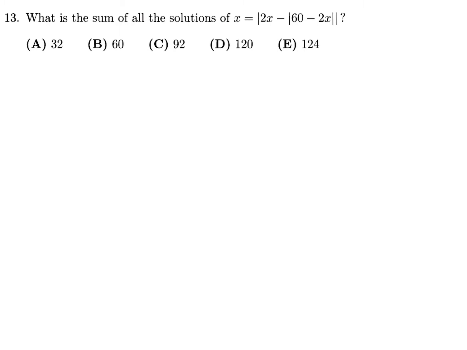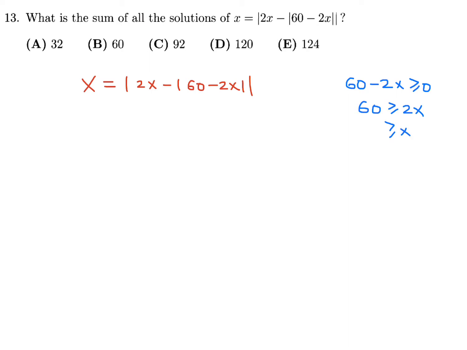What is the sum of all the solutions of X equals absolute value of 2X minus absolute value of 60 minus 2X? All right. Well, this is a question that involves several scenarios, but fortunately those scenarios are not too many. The first one, of course, is when this 60 minus 2X is greater than or equal to 0. If that is the case, that means 60 is greater than or equal to 2X, and therefore X is less than or equal to 30.